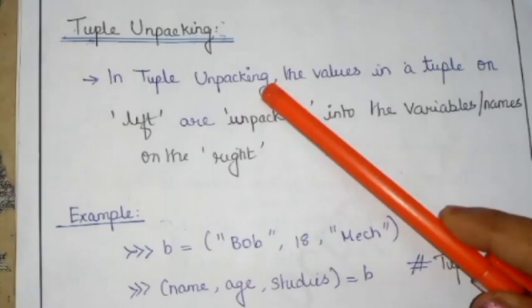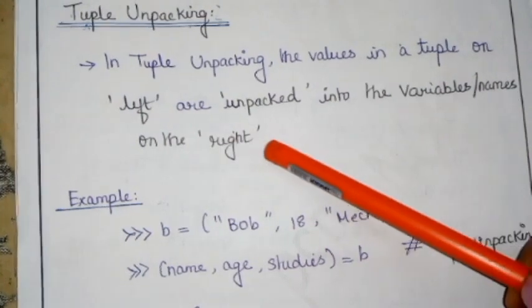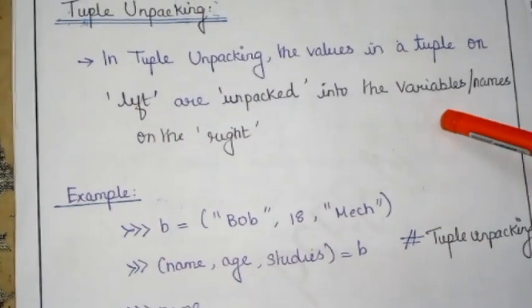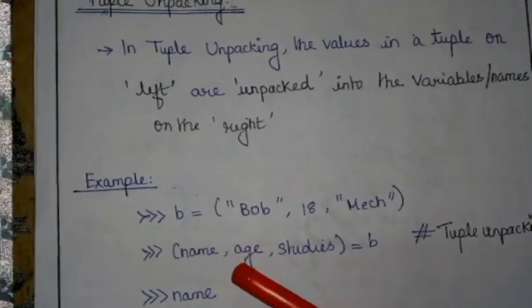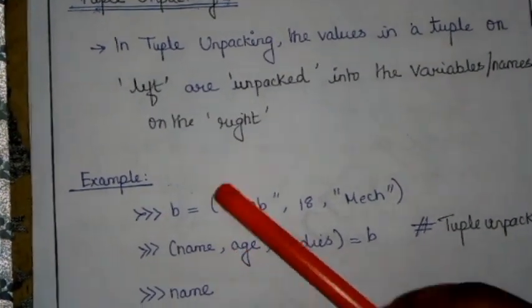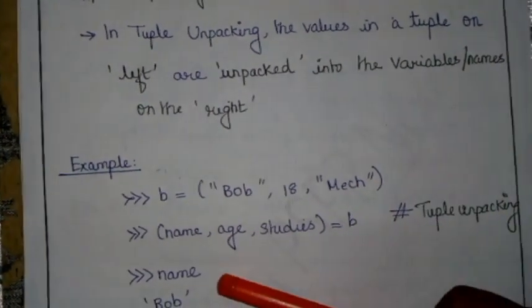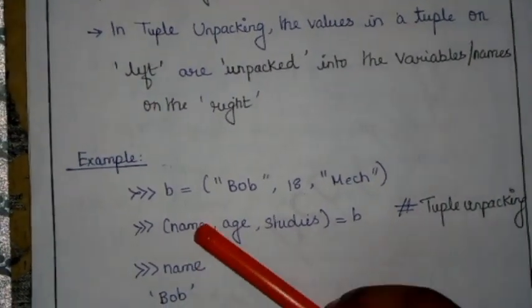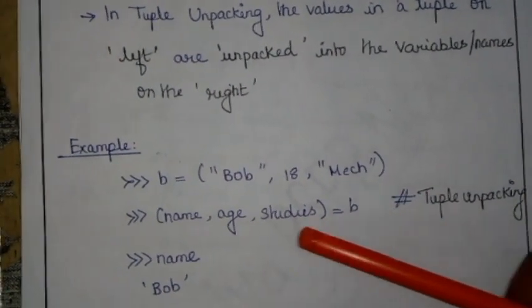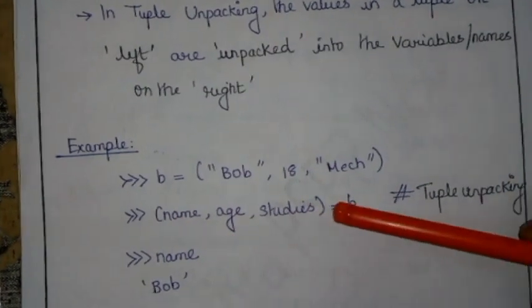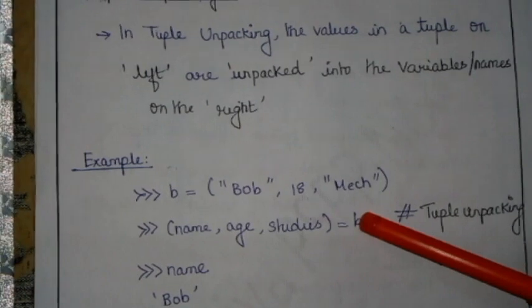Now this is tuple unpacking. In tuple unpacking, the values in the tuple are unpacked into variable names on the other side. Now I'm going to unpack, in the sense of the reverse of packing. So we know B is equal to Bob, 18, Meg, and I'm going to unpack. I'm going to say name, age, and studies equal to B. I'm unpacking the three values in B. So this is unpacking.